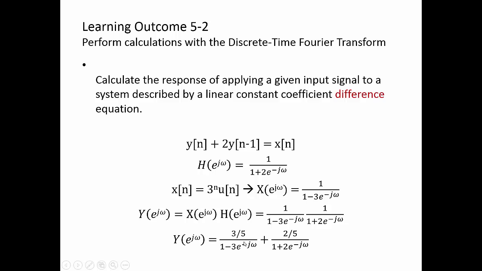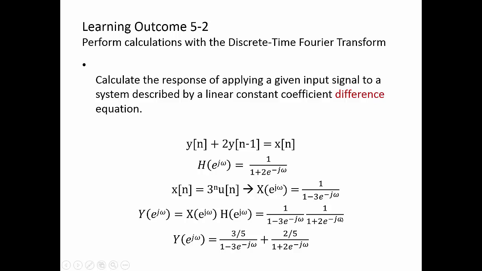Partial fractions, it's the same thing, but a little tiny hint. Now you're looking at what value of e to the minus j omega makes this whole term go to 0. That's going to be positive 1/3. Cover that up, plug in positive 1/3 here. 1 divided by 1 plus 2 times 1/3. 1 plus 2/3 is 5/3. 1 divided by 5/3 is 3/5.